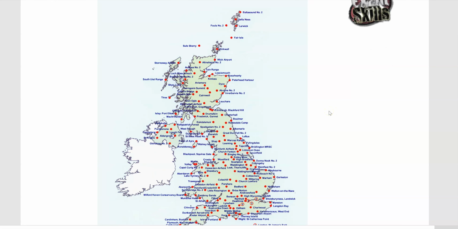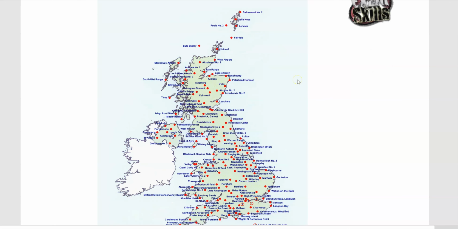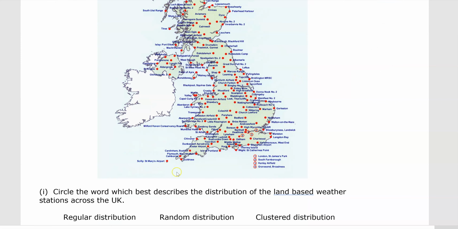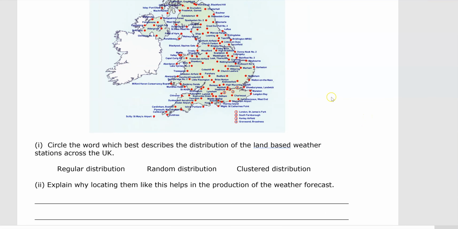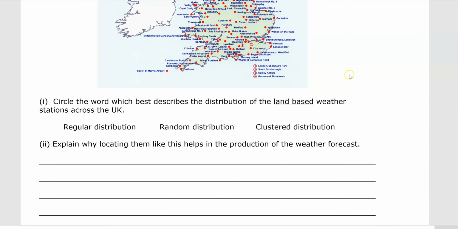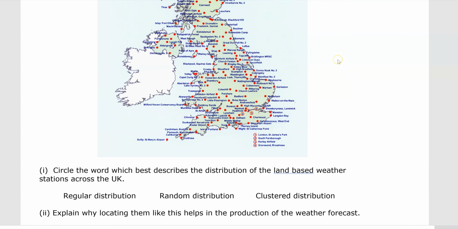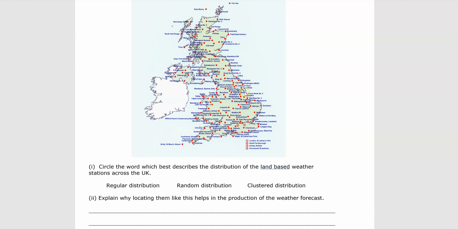This one then is describing the distribution of your land-based weather stations across the UK. Each of these little dots here represents a weather station, and the first question here is: circle the word which best describes the distribution of the land-based weather stations across the UK. Are they located in a regular distribution, a random distribution, or clustered?